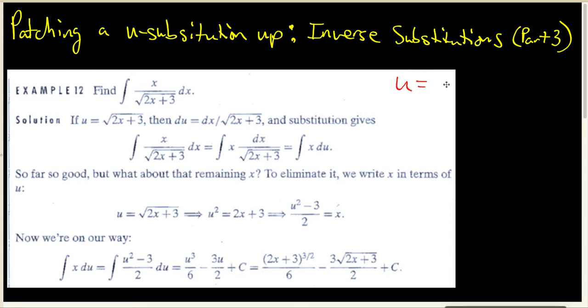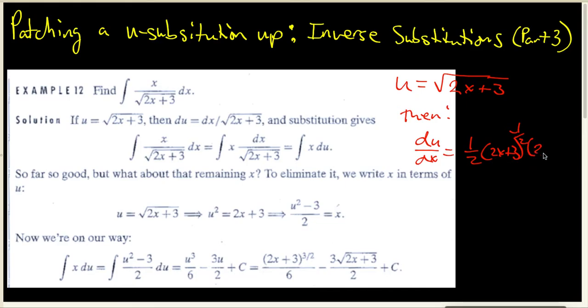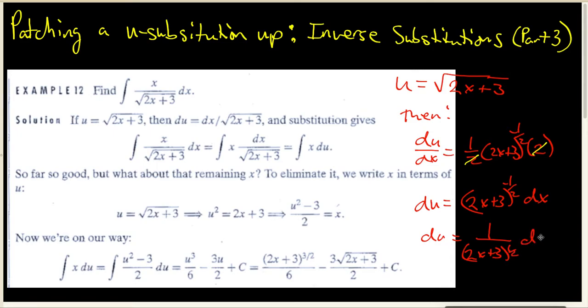If u is equal to the square root of 2x plus 3, then what I know is this: du/dx will be 1/2 times (2x plus 3) to the negative 1/2 times the derivative of 2x plus 3, which is a 2. And that means the 2's are going to cancel out. When I convert this derivative into differential notation, we get du is equal to (2x plus 3) to the negative 1/2 times dx. Well, something to the negative 1/2 is 1 over that something. So we get this particular expression, and that's why du turns out to be dx over the square root.